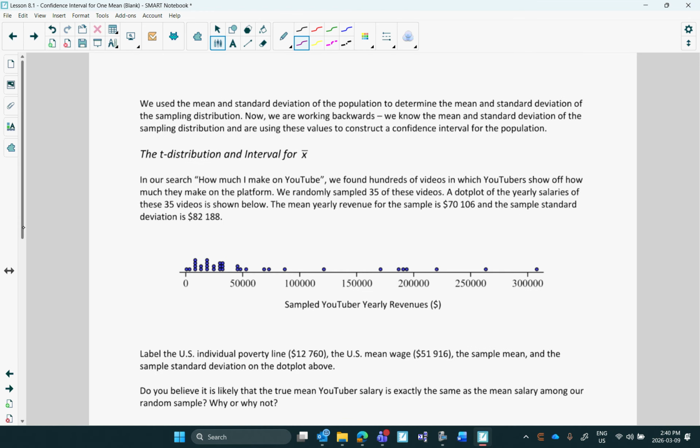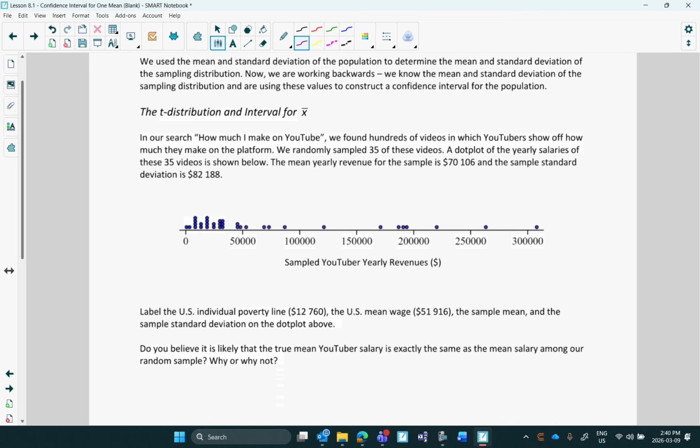Okay, so in Unit 6, we use the mean and standard deviation of the population to figure out the mean and standard deviation of the sample. But that's not how it works in real life. We want to know the population, but we only know a sample. So we're basically working backwards, but we use the same formulas. I'll get to the t-distribution in a second.